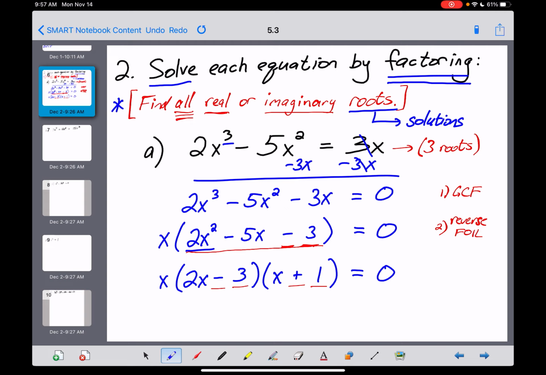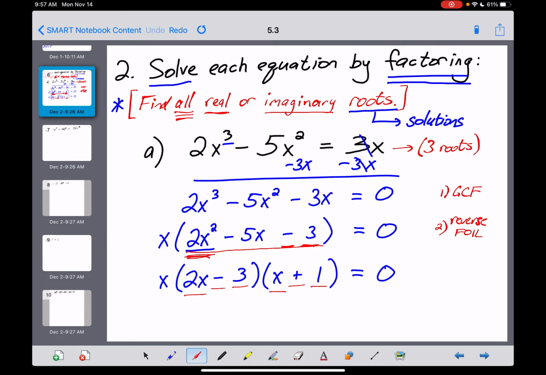Now, that was a total shot in the dark. I took 2 complete guesses. I did minus plus rather than plus minus, and I did 3, 1 rather than 1, 3. So I've got to test this now to find out if we guessed right. And just about always, guys, the first product, 2x times x, is going to equal your first product there. And your last product, negative 3 times positive 1, is going to equal this.